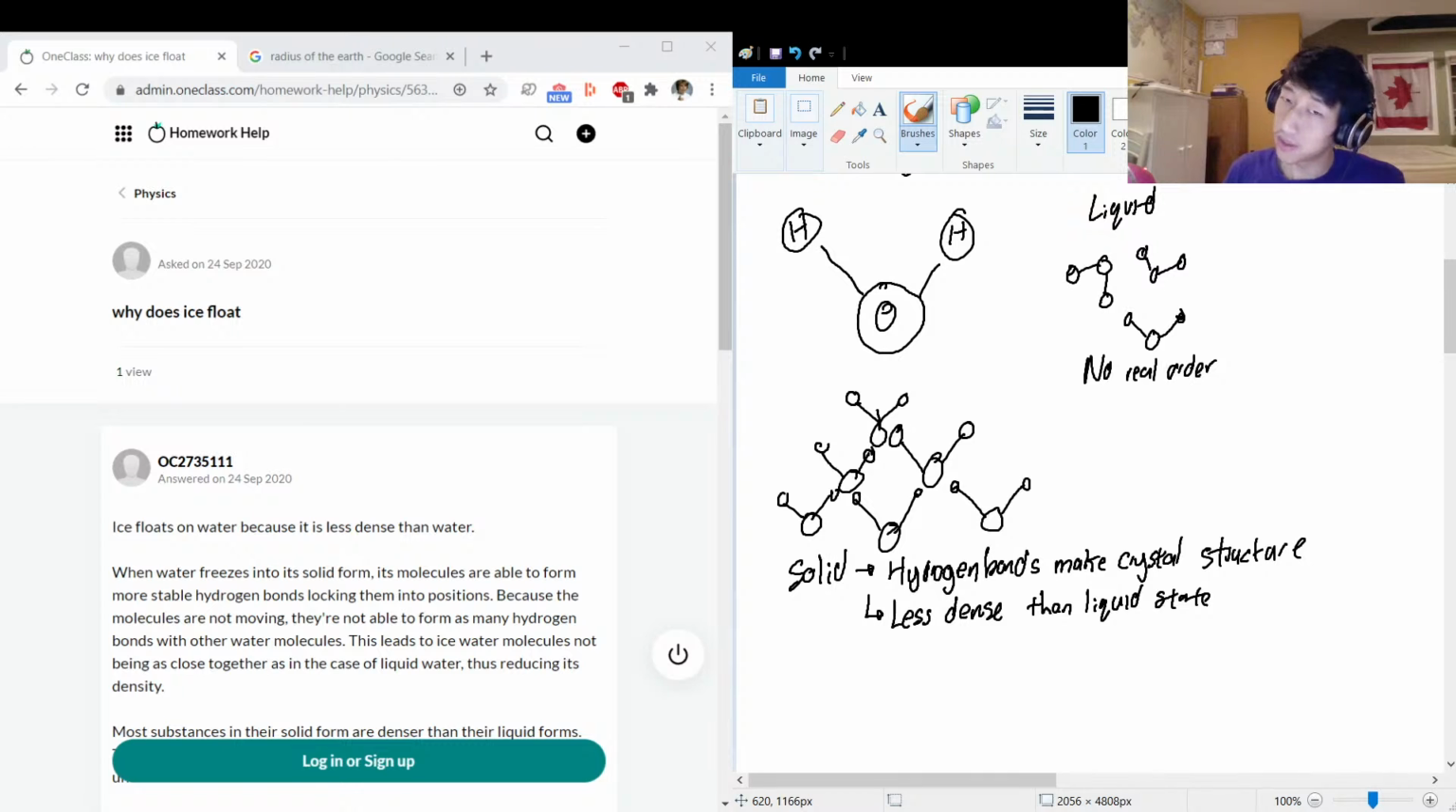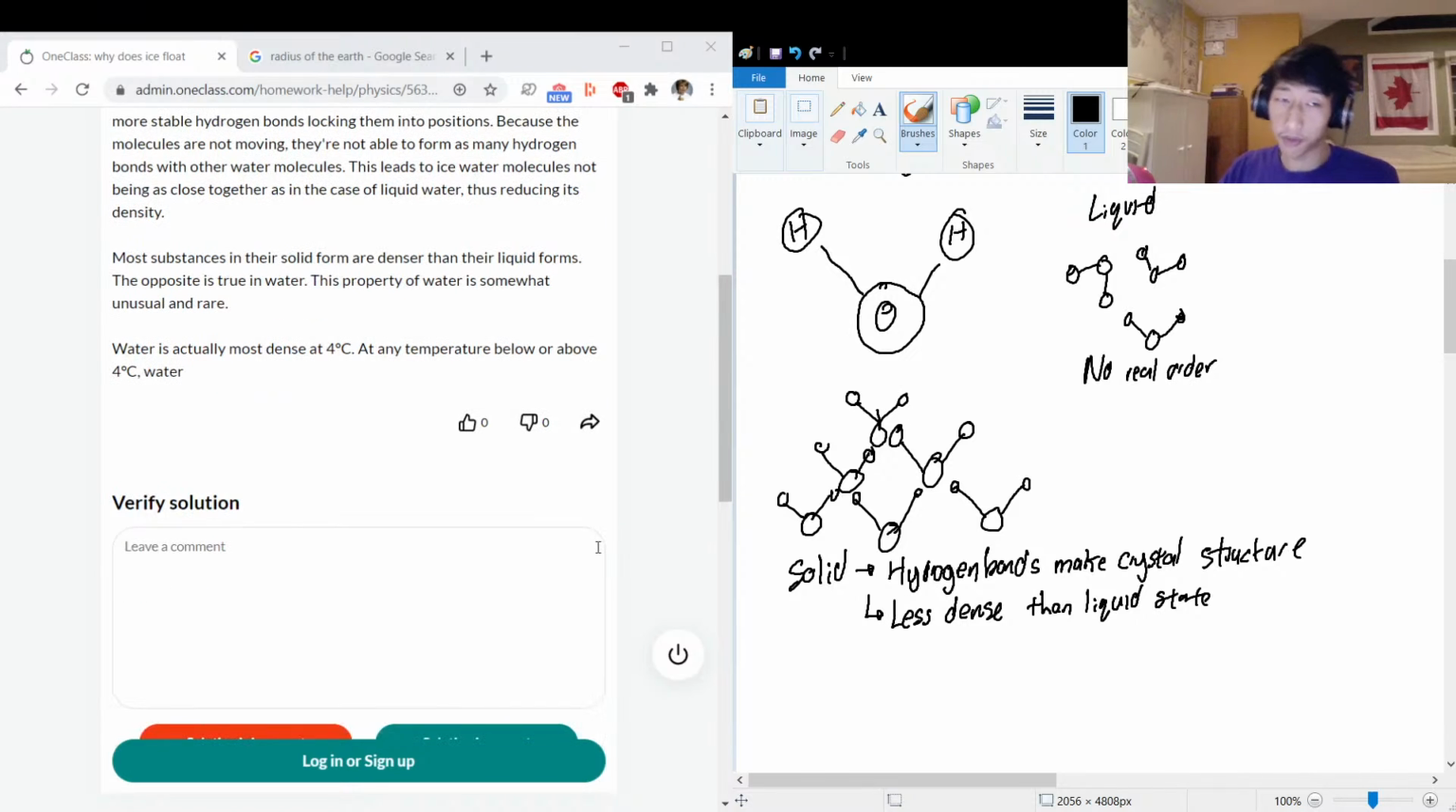So shout out to hydrogen bonds for making ice float and allowing us to live by not killing all the plants real far back in history.